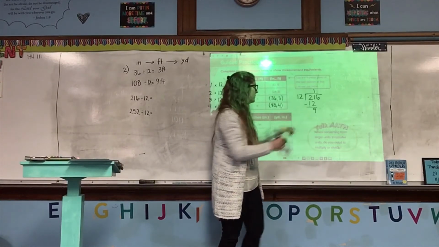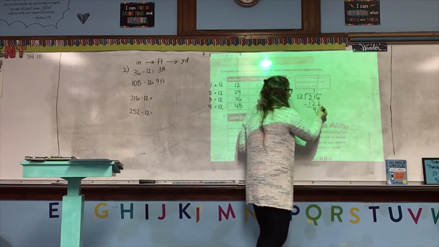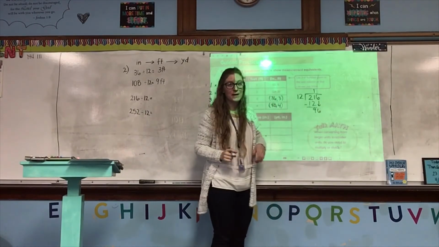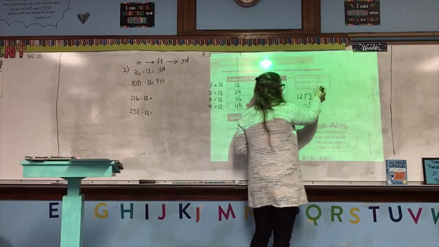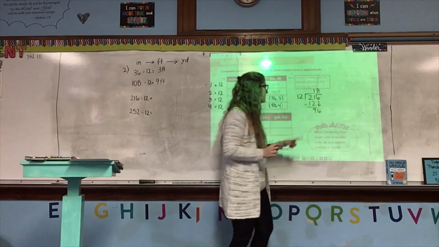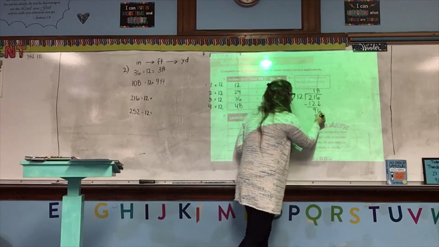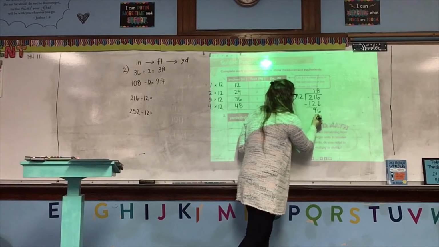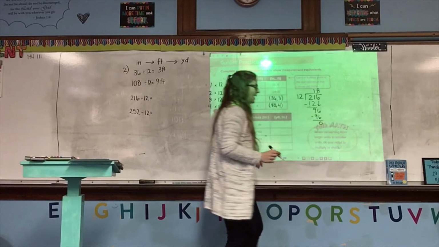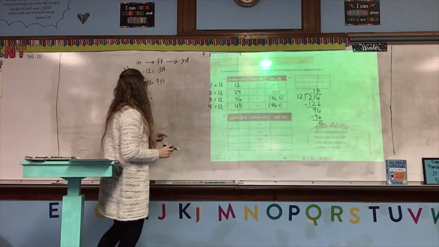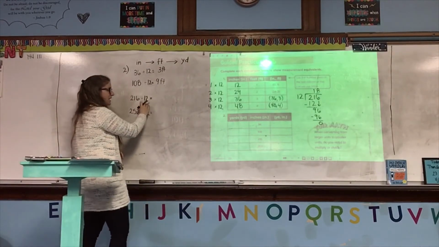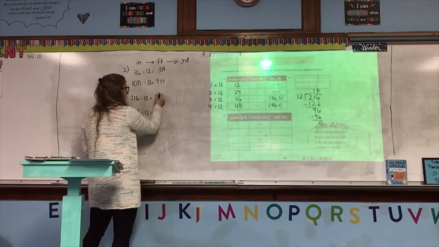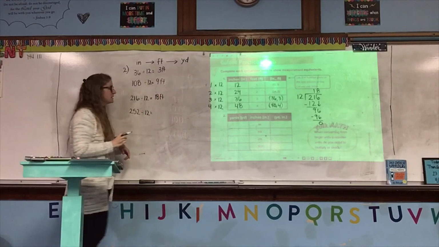Bring down the 6, sorry. That is a basic fact. 12 goes into 96. 8 times 12 is 96. 96 minus 96 is 0. So that means 216 divided by 12 is 18 feet.